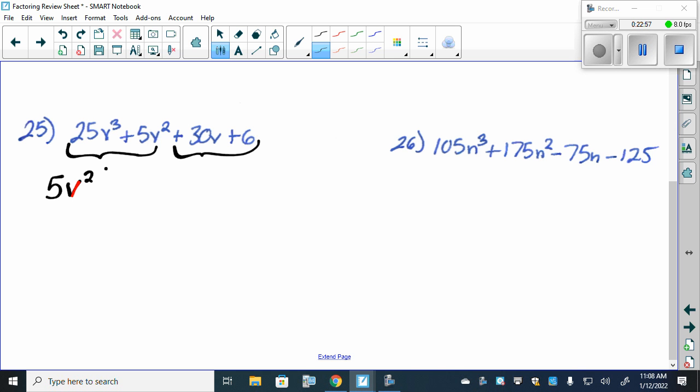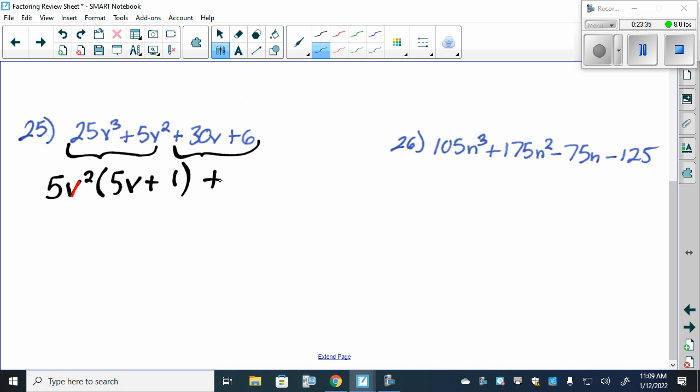v squared. Because 5 will go into both 25 and 5, and v squared will go into both v cubed and v squared. So if I factor 5v squared out of 25v cubed, we're left with 5v, because 25 divided by 5 is 5. And v squared factored out of v cubed leaves us with v. Plus 1. Yes, the 5v squared will factor out completely from 5v squared, which leaves us with 1.